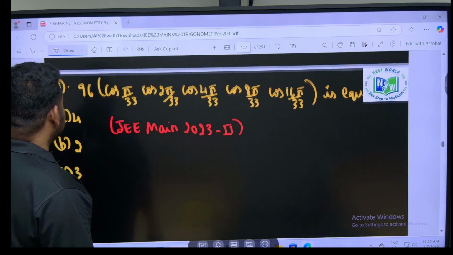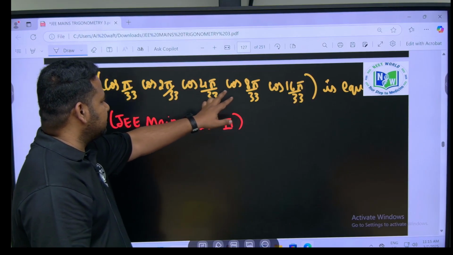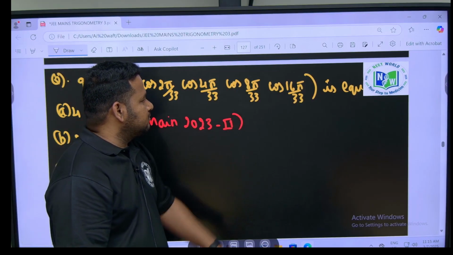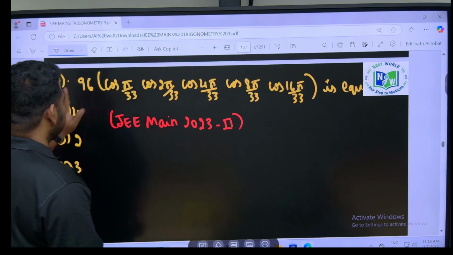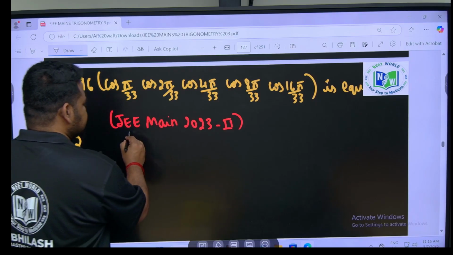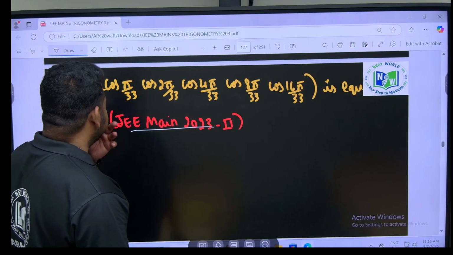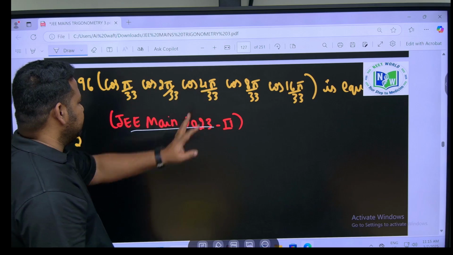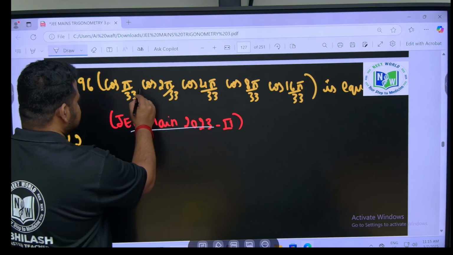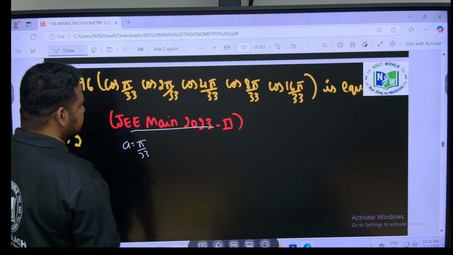So they were given 96 cos pi by 33 into cos 2 pi by 33, cos 4 pi by 33, cos 8 pi by 33, cos 16 pi by 33. Forget about 96 for now. This is asked in JEE Mains 2023 second session. Okay. So they were given, this is in the form of AP. Cos pi by, A is what? A is pi by 33.